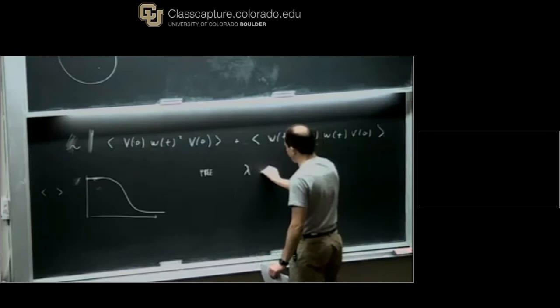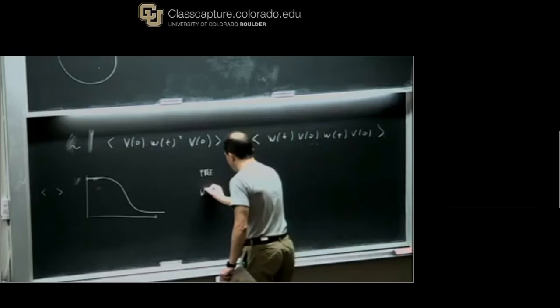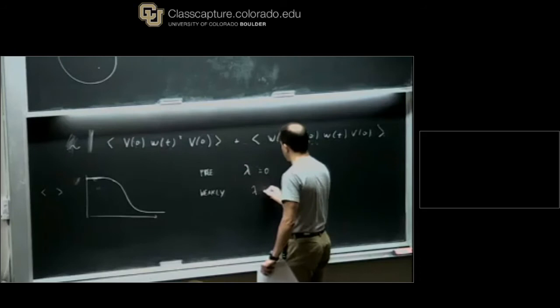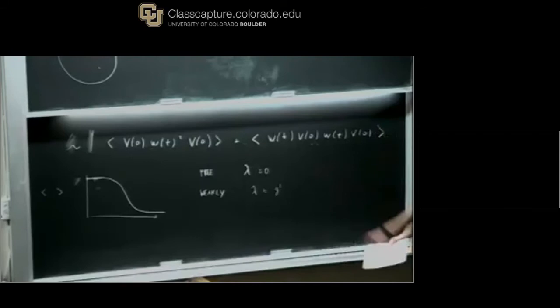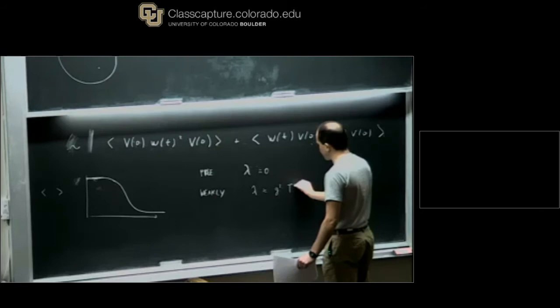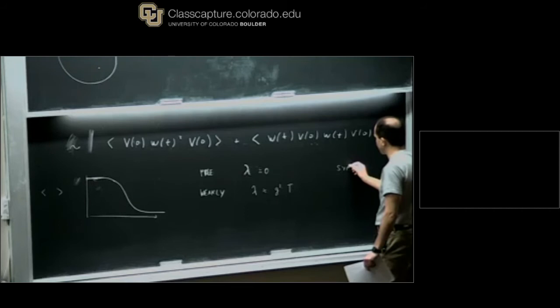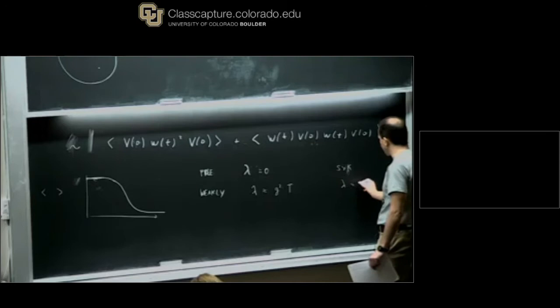In a weakly coupled theory, lambda turns out to be proportional to some weak coupling constant. So it could be g squared, and then there will be something that gives the units, which has units of energy. In a scale invariant theory it would be just the temperature. In other models, like the SYK model, that have an energy scale, lambda is equal to J at weak coupling.